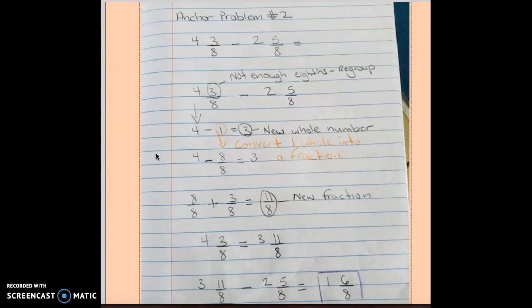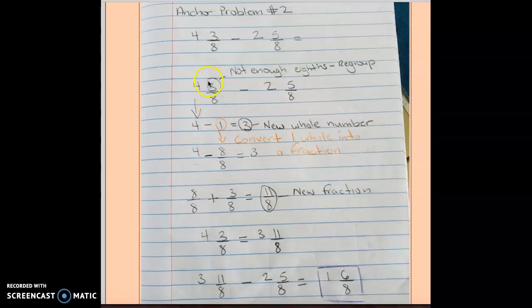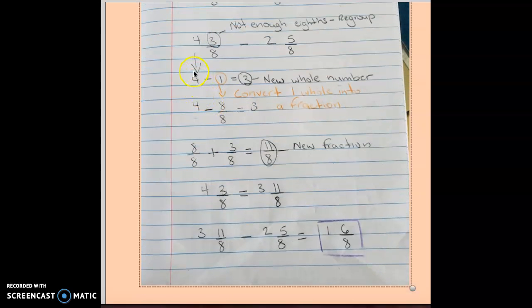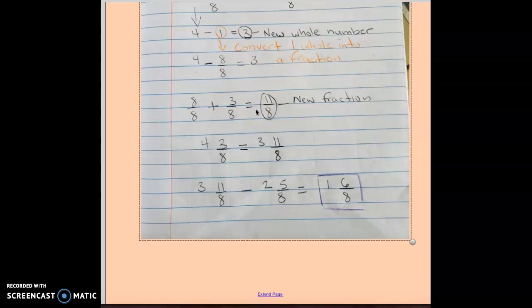Okay, so first what I did is I took notice to my minuend, and I noticed that the numerator in the minuend of this mixed number is not enough to subtract the subtrahend. So I'm going to regroup. When I regroup, I'm going to first regroup from my whole number. I subtract 1 from my whole number of 4, which gives me 3. I convert the 1 that I subtracted into a fraction. So it's 4 minus 8/8, which is equal to 3.